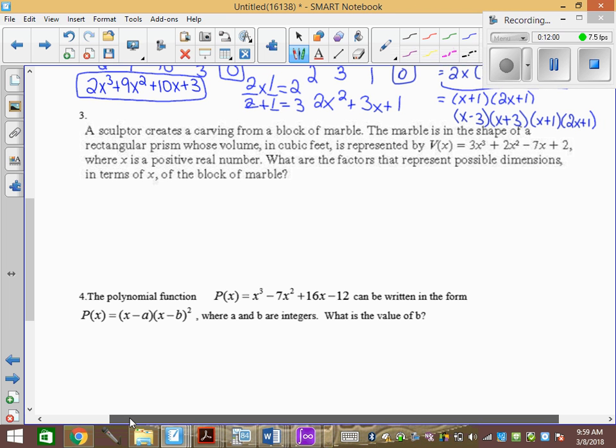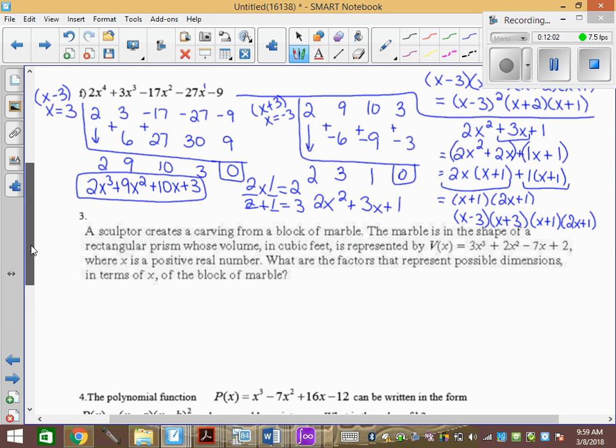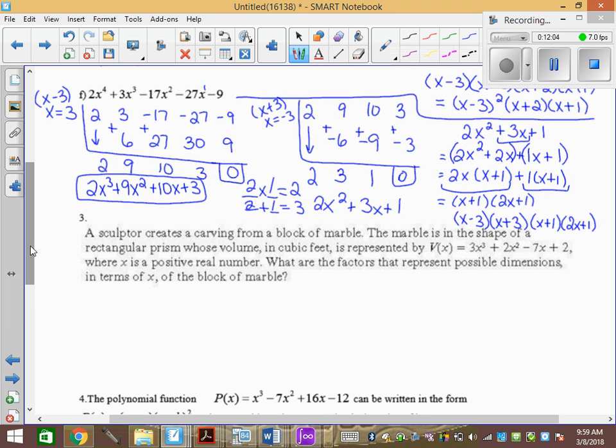Number 3 says, a sculptor creates a carving from a block of marble. Marble is shape of a rectangular prism, which is just a 3D rectangle, right? Prism just means 3D, basically. Whose volume in cubic feet is represented by v of x equals that, where x is a positive real number. What are the factors that represent possible dimensions? So I'm literally just asking you to factor it.